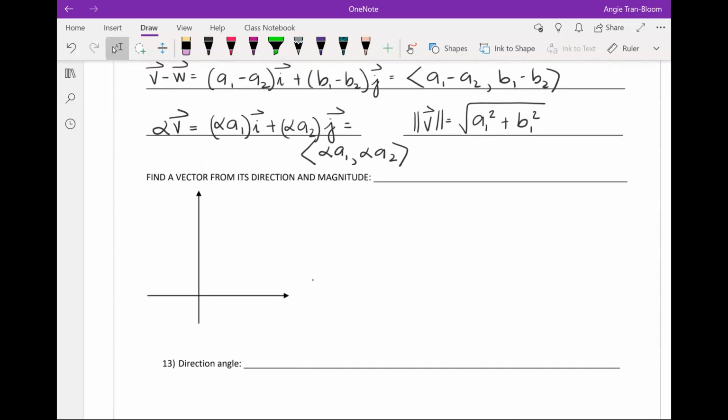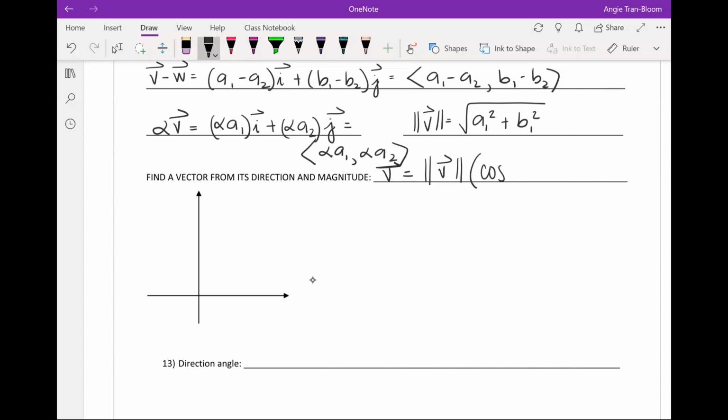Now, next formula. Find a vector from its direction and magnitude. What this means is I'm going to give you the direction. I'm going to give you the magnitude. Your job is to give me the vector. So here's a vector, V. Vector V equals, if I give you the magnitude, then you just put it in the front. So whatever the magnitude I give you, then times cosine.